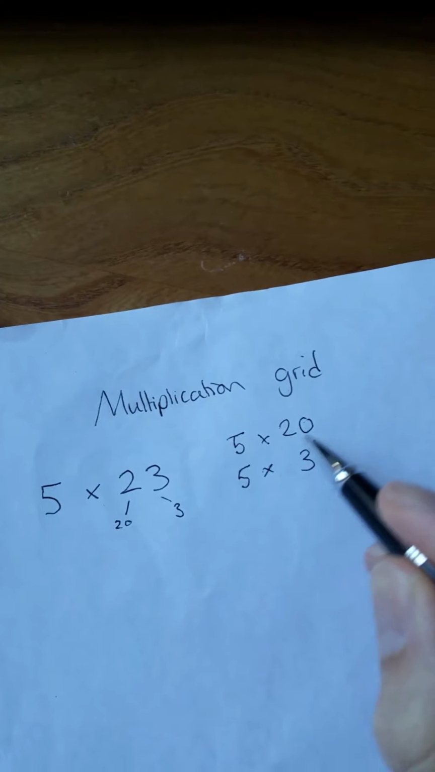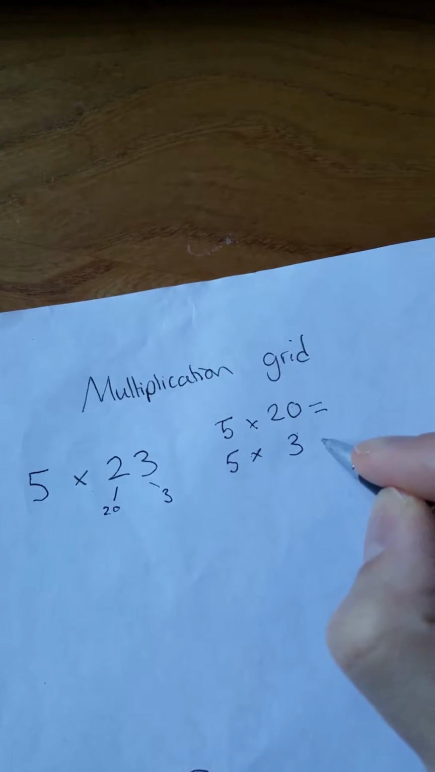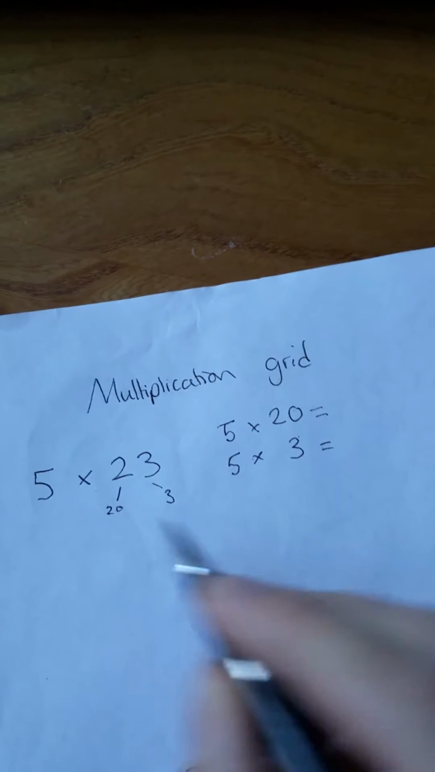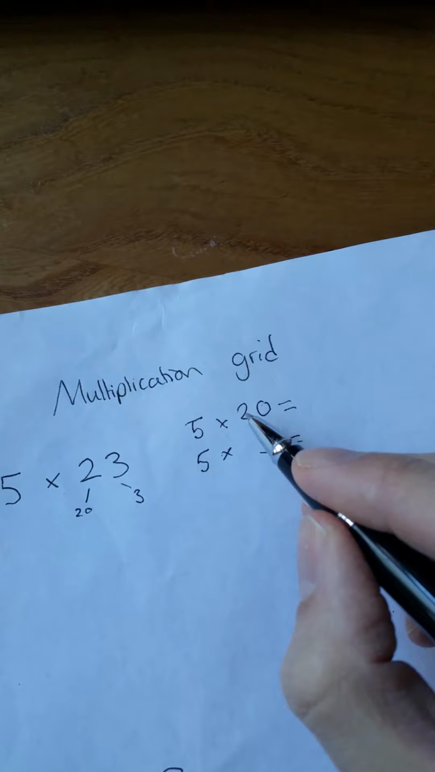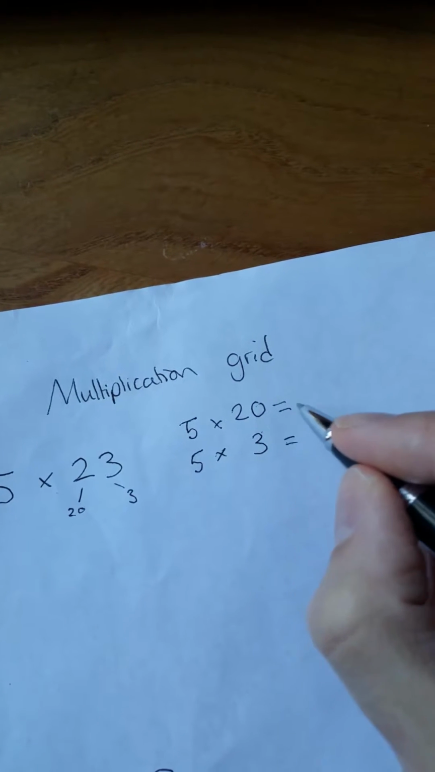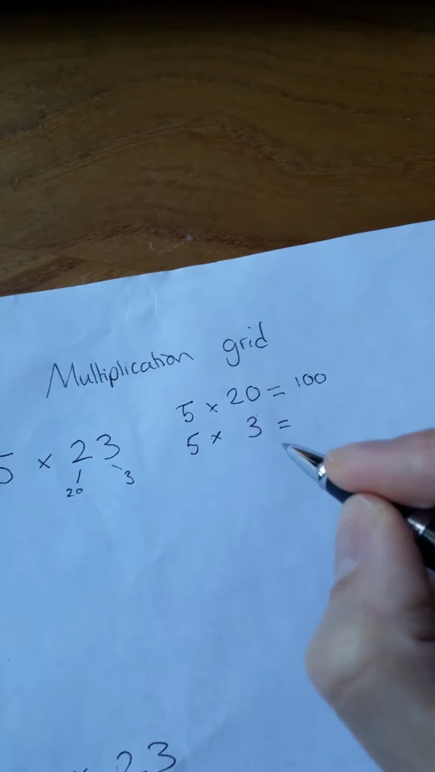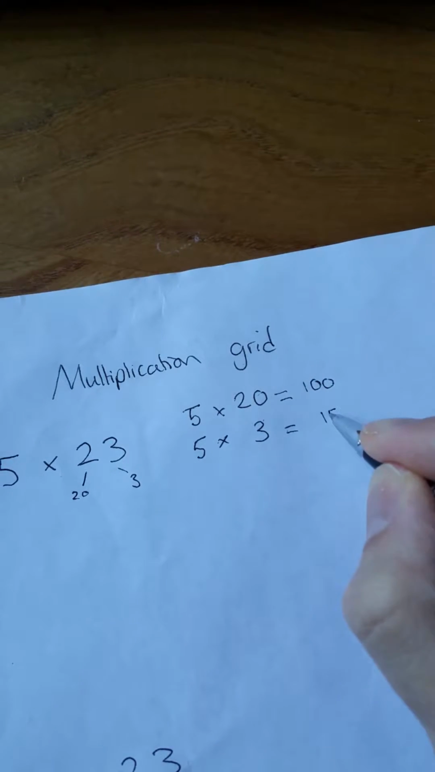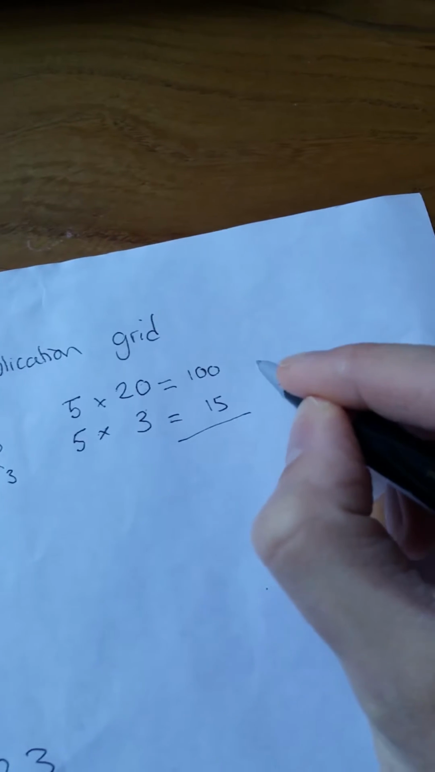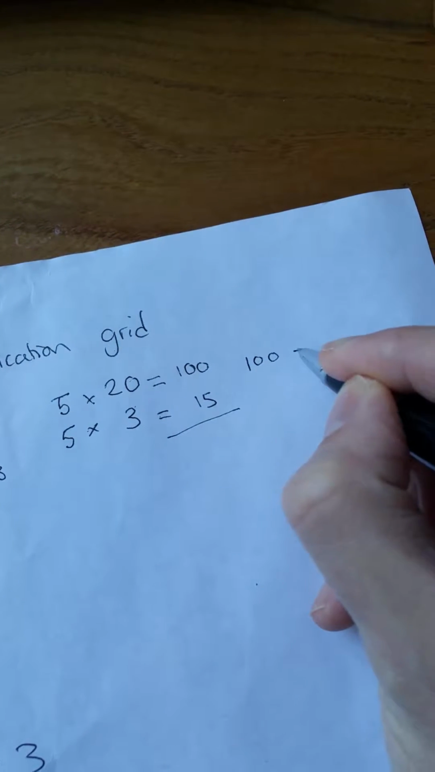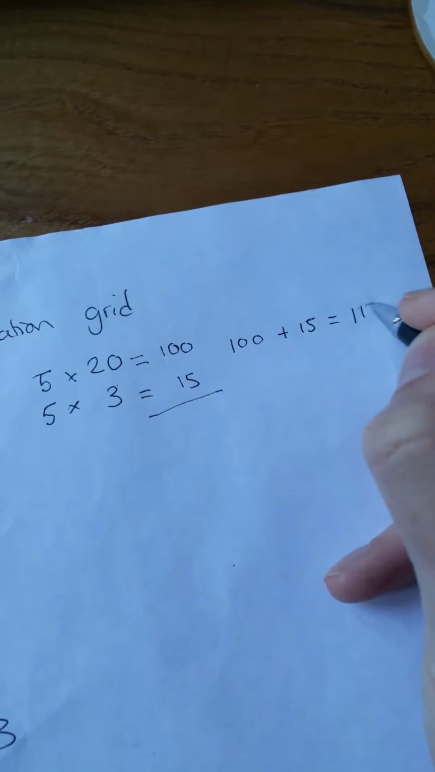So if I do those two separately, and then I work out the answer and add them up, it will give me this. So let's see, 5 times 20, well 5 times 2 is 10, times that by 10, then you get 100. 5 times 3 is 15, so the answer is, if I add 100 plus 15, it is 115.